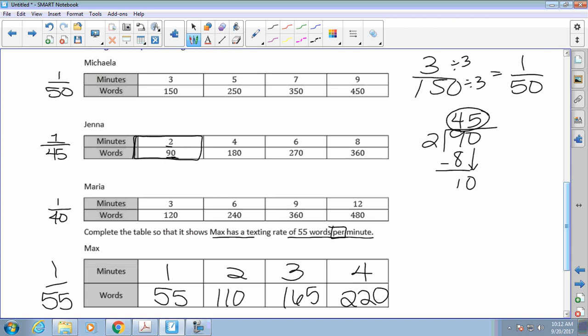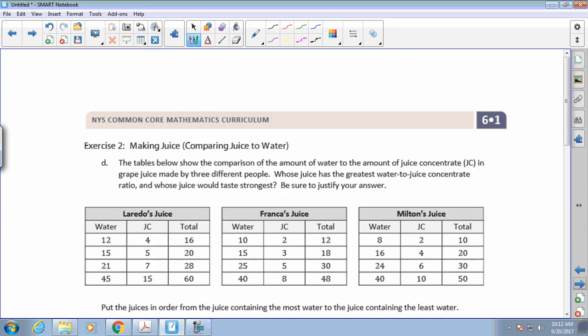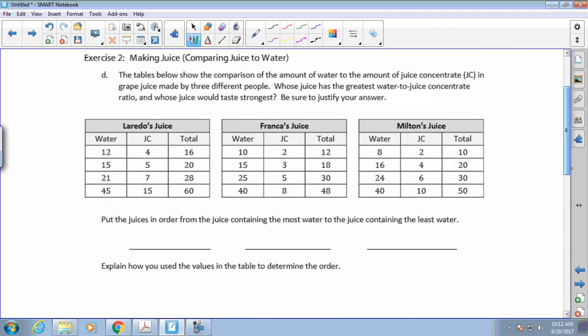All right, we're going to move on, guys, to our next example of making juice. So we have some people making juice here. The tables show the comparison of the amount of water to the amount of juice concentrate. So it's going to give you water, juice concentrate, and then they gave us this table, or part of the table, this column called total. And all that's saying is if you have 12 cups of water and 4 cups of juice, that means you've got 16 cups of this mixture that you've made, okay? We're not going to really do much with that. What we're going to do is find the value of each of these ratio tables.